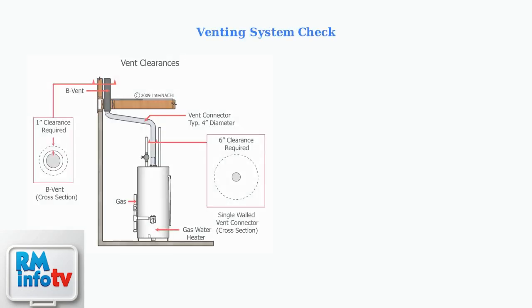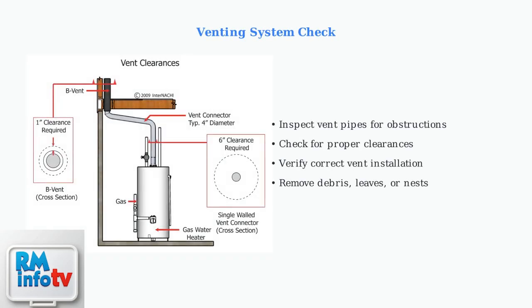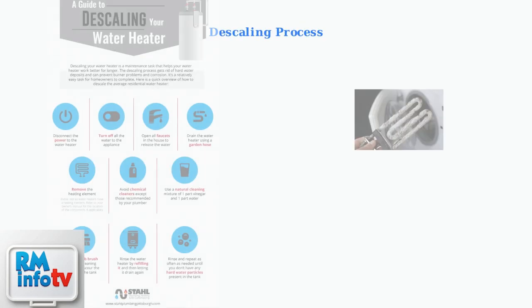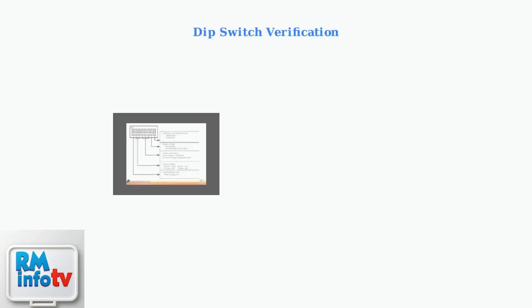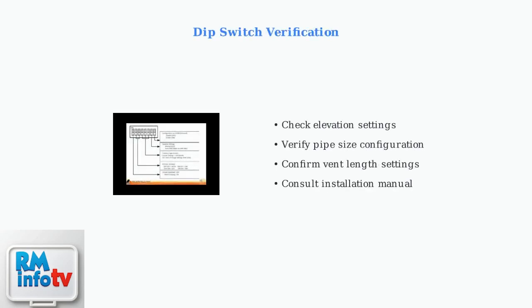Proper venting is crucial for safe operation. Check for obstructions in the vent pipes and ensure correct clearances are maintained according to manufacturer specifications. Scale buildup from hard water can force the heat exchanger to work harder, leading to combustion issues. Regular descaling is essential, especially in hard water areas. Verify that DIP switch settings are correct for your specific installation. Incorrect settings for elevation, pipe size, or length can cause combustion abnormalities.